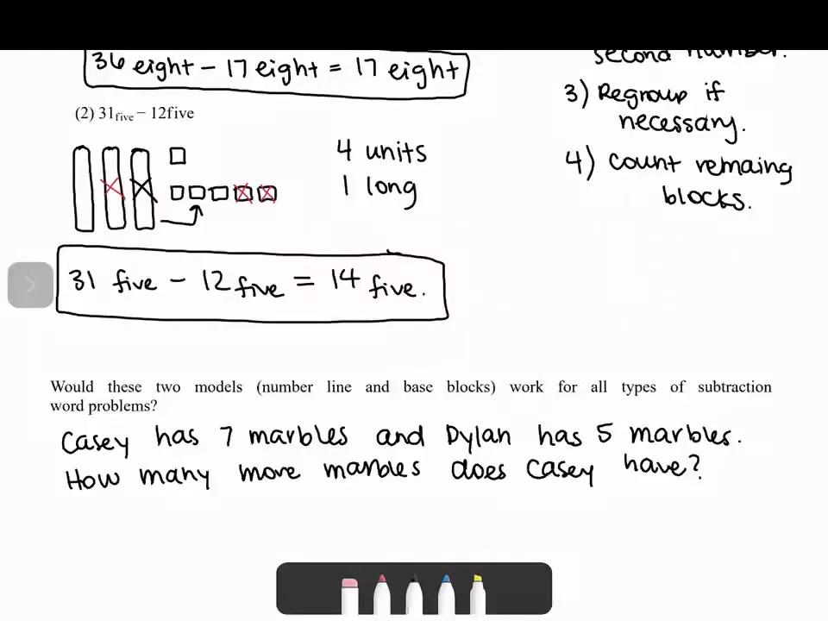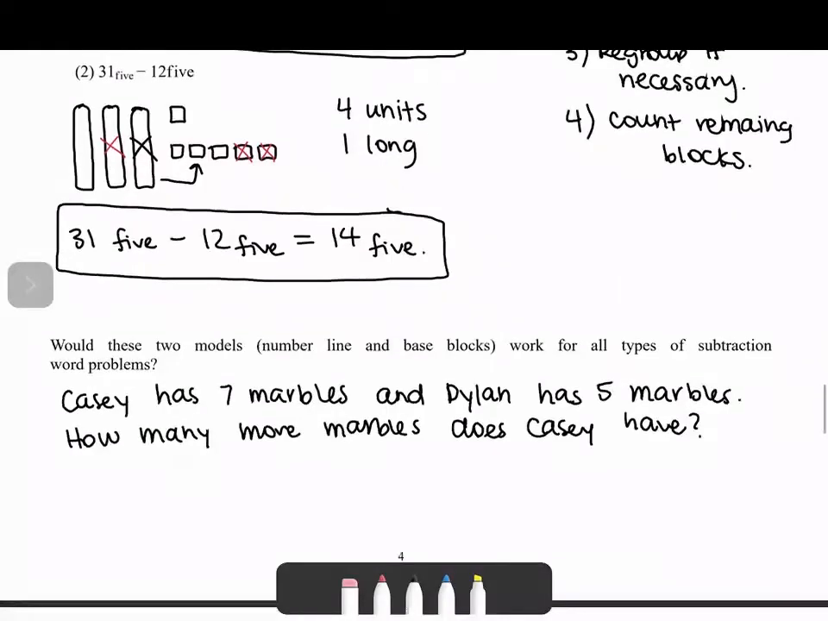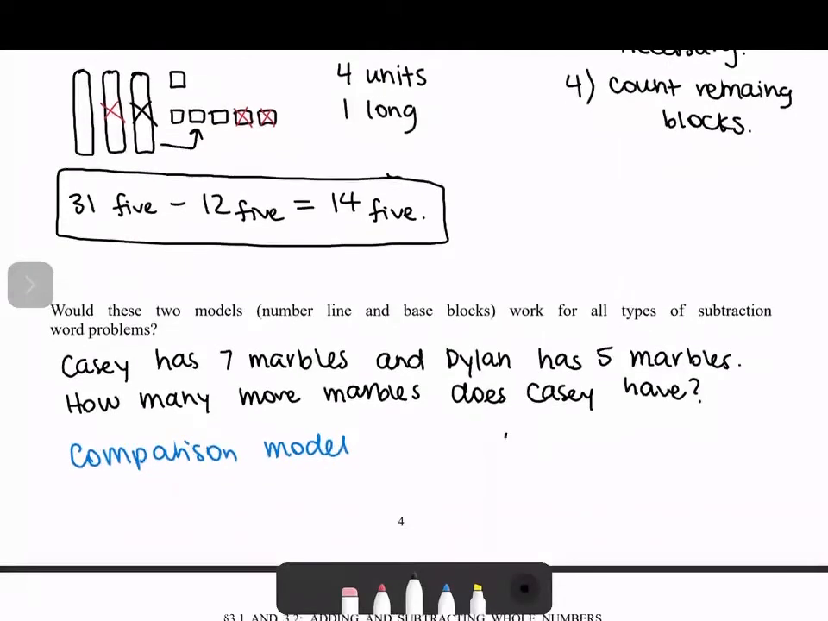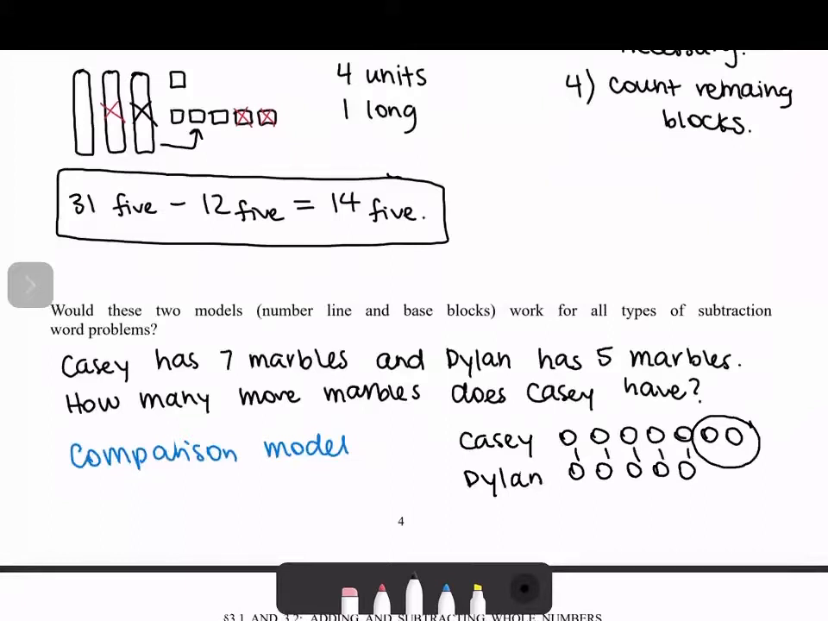What this would benefit from is what we call a comparison model. So in a comparison, we would draw the 7 marbles that Casey has. So Casey here has 7 marbles, and Dylan has 5 marbles. And we would just compare them. And once we compare them, we can see that Casey has 2 more marbles than Dylan.